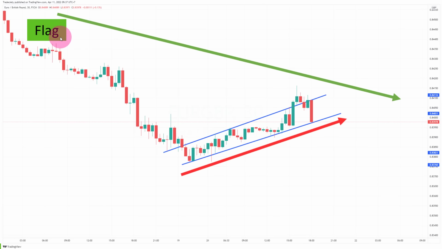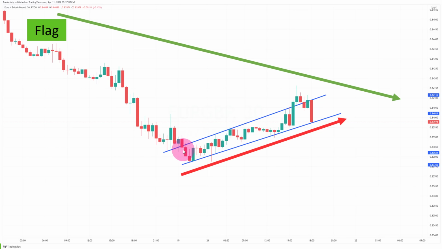Flags are a very classic pattern, and if you read any of the classic price action books or books about technical analysis, they often reference flags as one of the most profitable patterns. And flags are trend continuation patterns. So what you do is you look for the overall trend direction. So clearly we are coming here in a downtrend from the top left, and the market is moving lower.